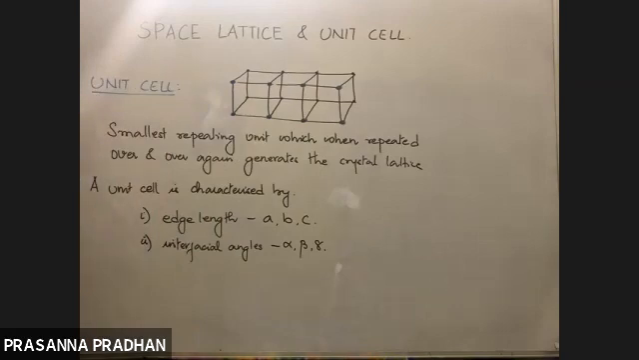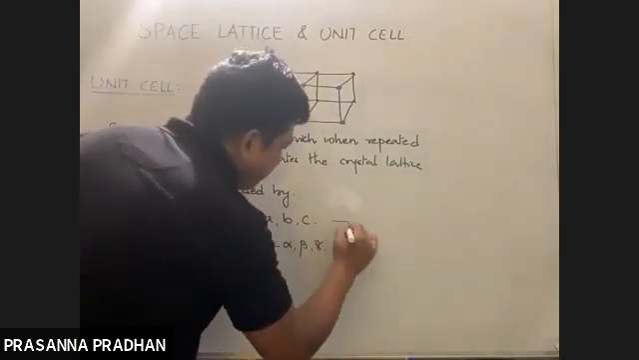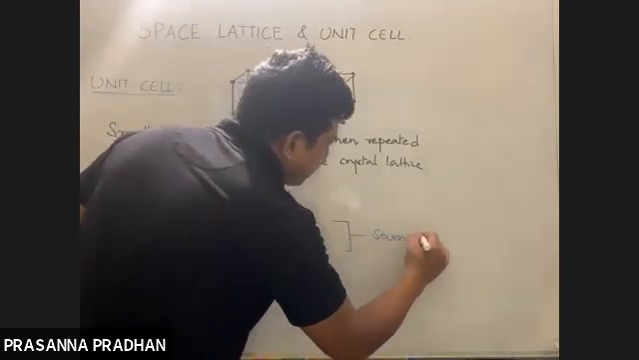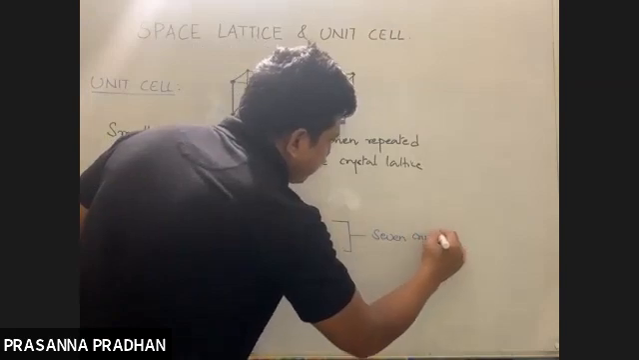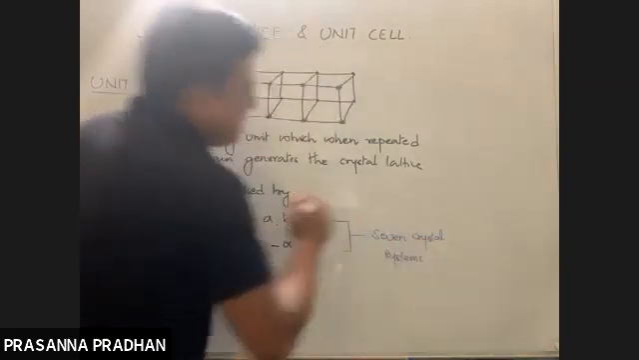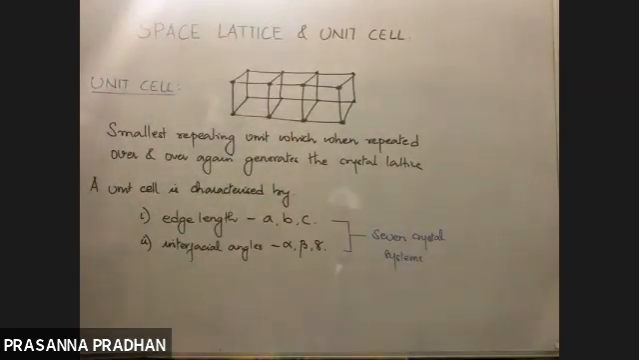So depending upon the edge lengths and these interfacial angles, the entire crystal system is divided. How many crystal systems are there? There are 7 crystal systems altogether.